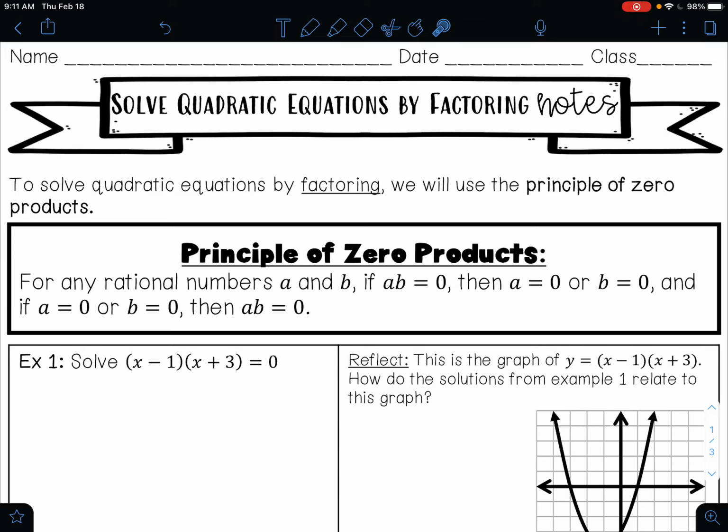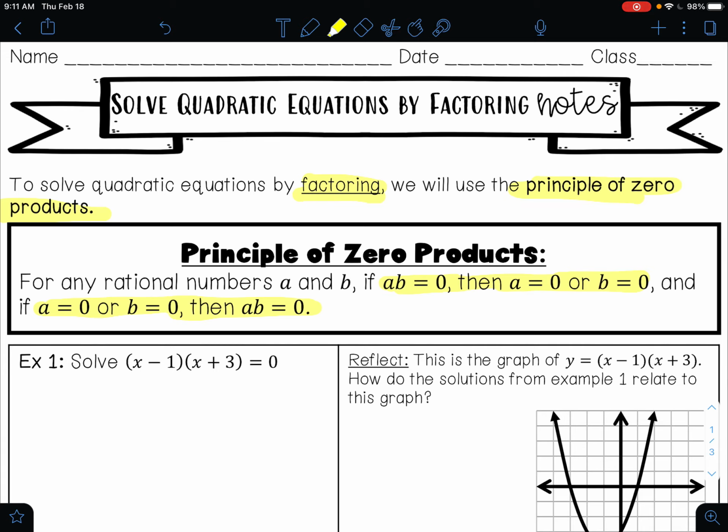Hello everybody. Today we're going to learn how to solve quadratic equations by factoring. To solve quadratic equations by factoring, we will use the principle of zero products. The principle of zero products states, for any rational numbers a and b, if a times b equals 0, then either a was 0 or b was 0. And if either a or b is 0, then the product of a times b is also 0.